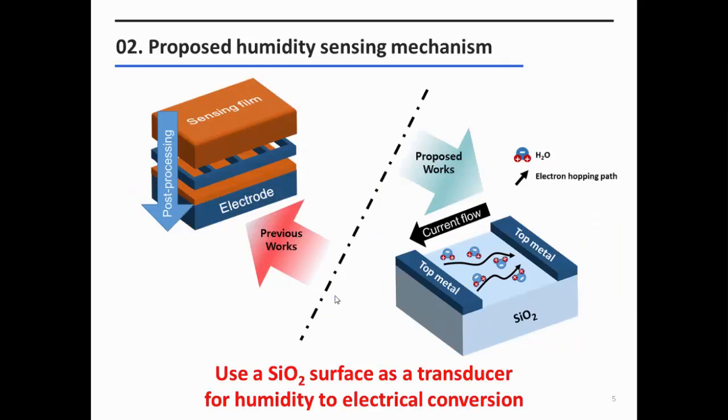The humidity sensing mechanism that we propose in this work is shown in the figure. Unlike the conventional method, which uses additional material like a sensing film, our research uses a SiO2 surface as a transducer for humidity to electrical conversion. As SiO2 is provided in any CMOS process, our proposed humidity sensor can be manufactured without post-processing.